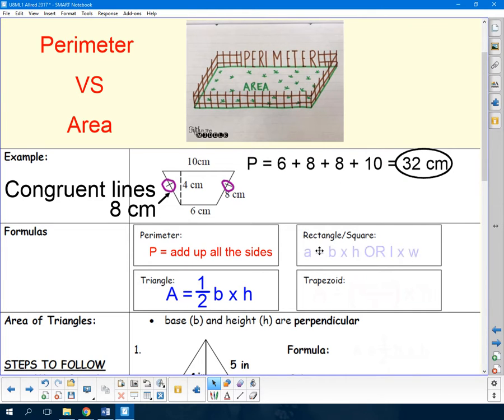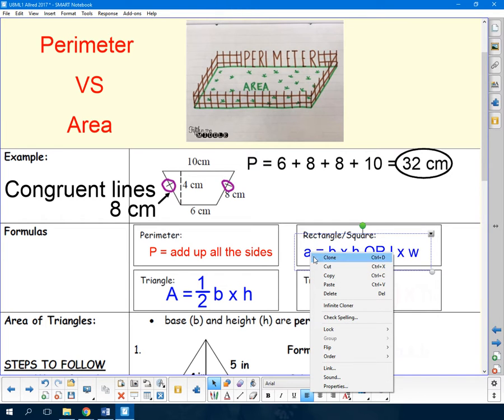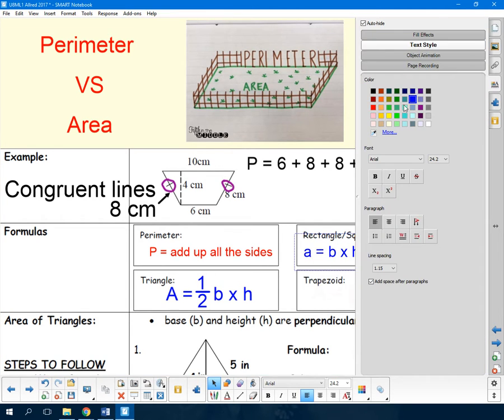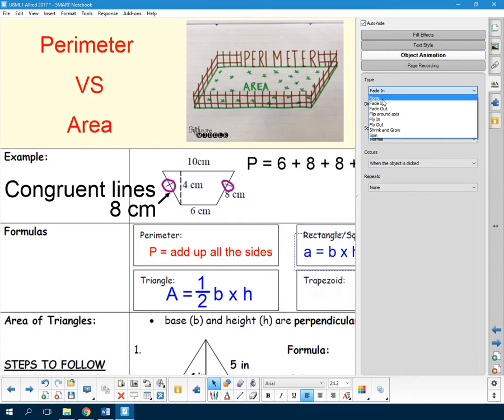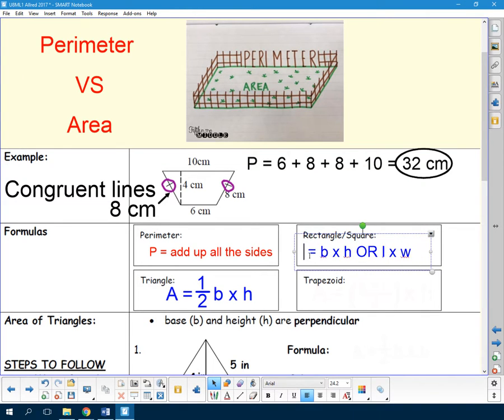If you want to find the area of a rectangle or a square, you're going to do area equals base times height. You can multiply the base times the height. You can also multiply the length times the width. Those are really the same thing, but I put both of them in there for you, because you will hear different people say different things. So you can do base times height or length times width to find the area of a rectangle or a square.